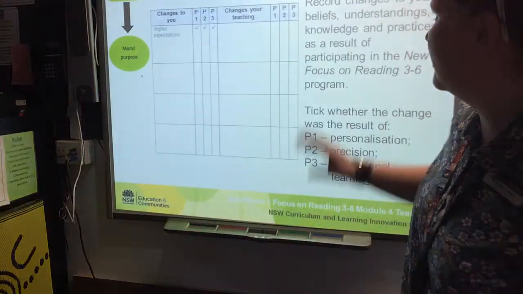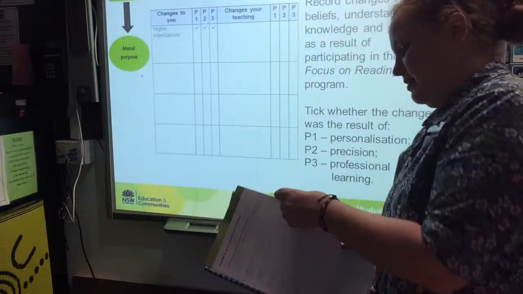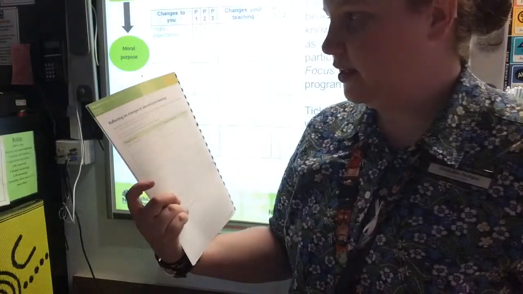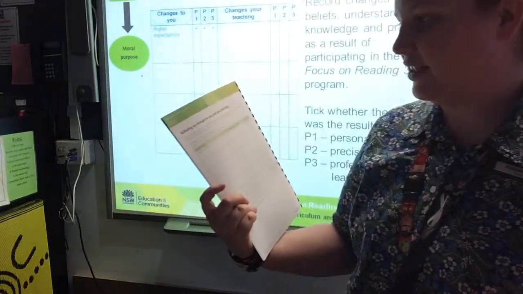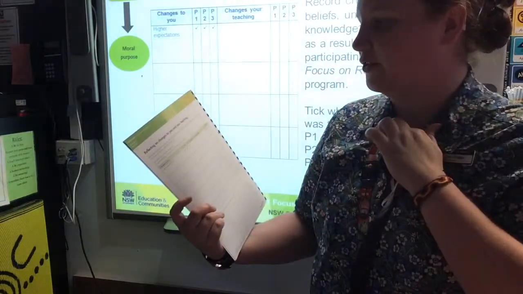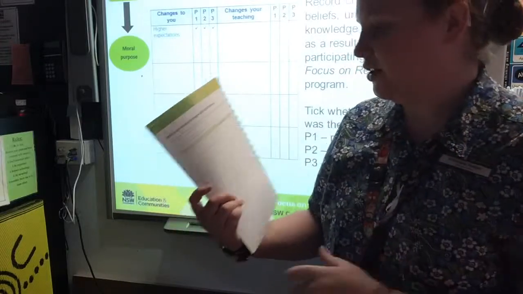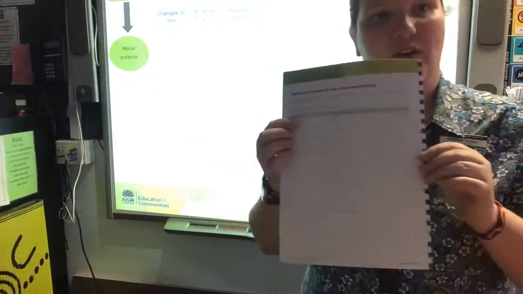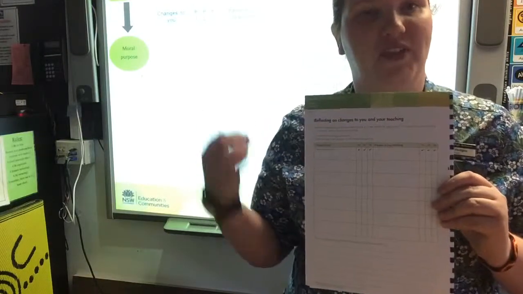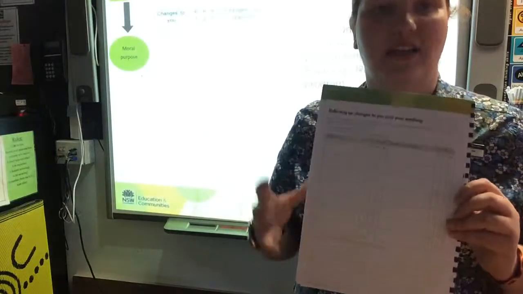And lastly, this is just a little reflection, which you'll find in your participant workbook. It says identify the changes to you and your teaching that you've noticed for each strand of new phase one, focus on one. So, Focus on Reading, phase one. If you can have a little go at that and just evaluate any changes you've seen in your own practice, in your students' understanding, I'd really appreciate that.